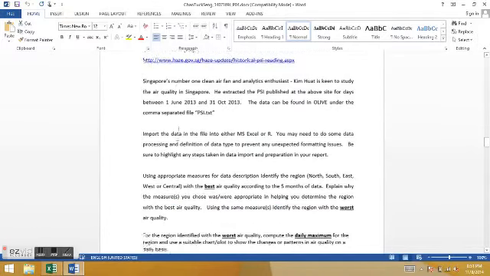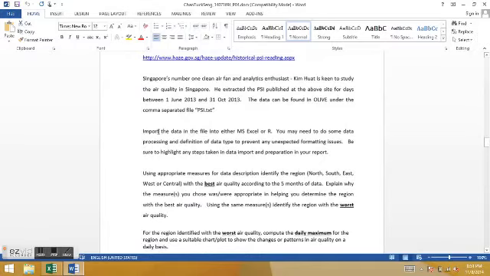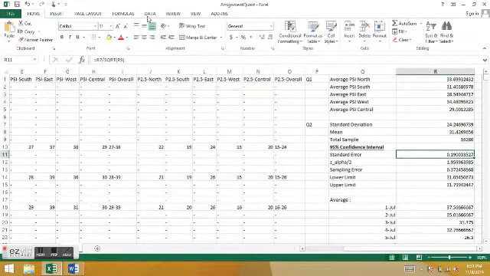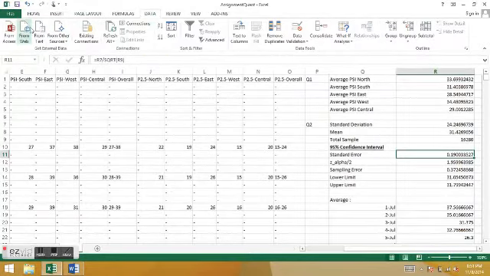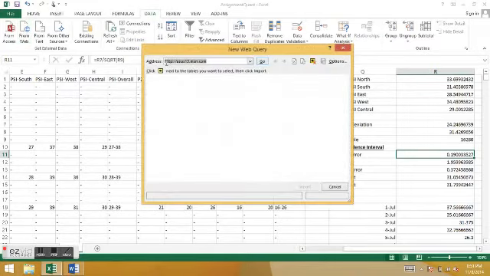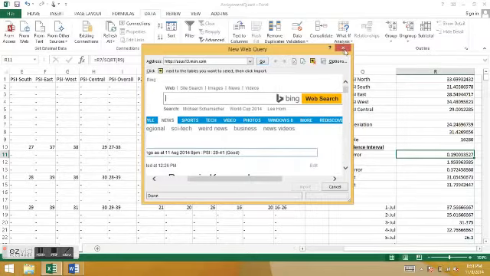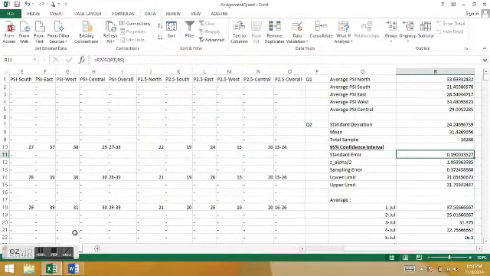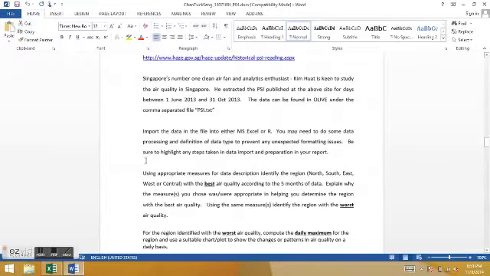Yeah, so the first question asks us to import the data in the file using either MS Excel or R. For importing the file, I've used the From Web access. It allows me to take the data from the online source and import it into Excel. Secondly, they also ask us to use appropriate measures for data description, identifying the region among north, south, east, west, and central with the best air quality according to the 5 months of data.